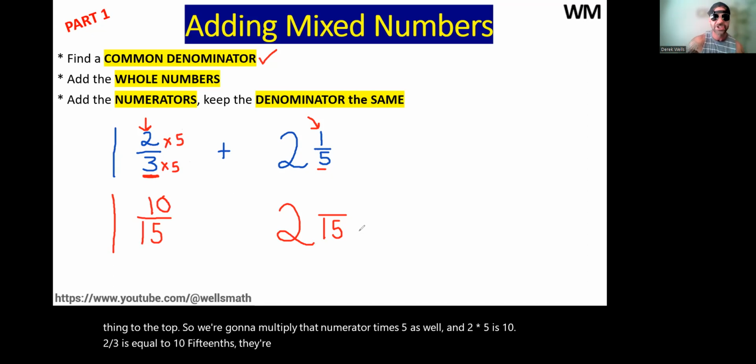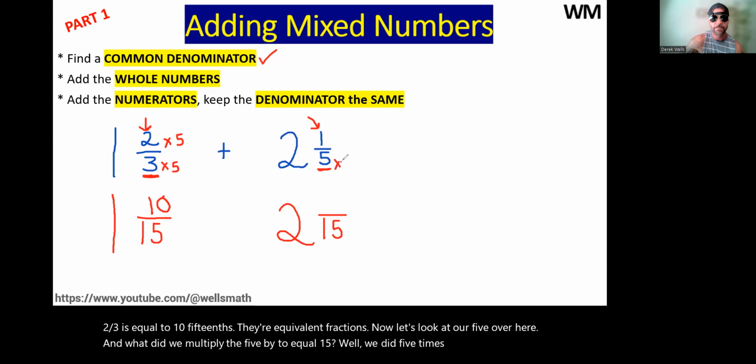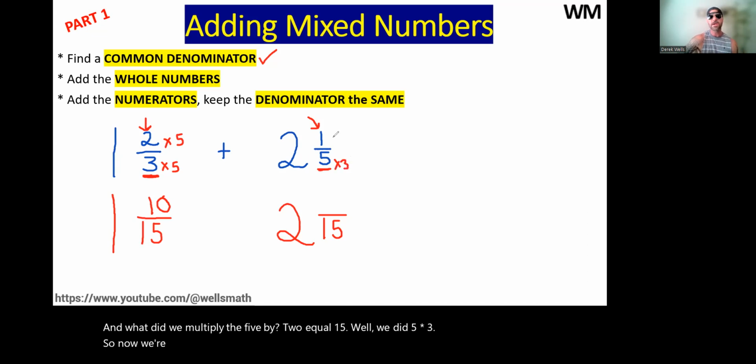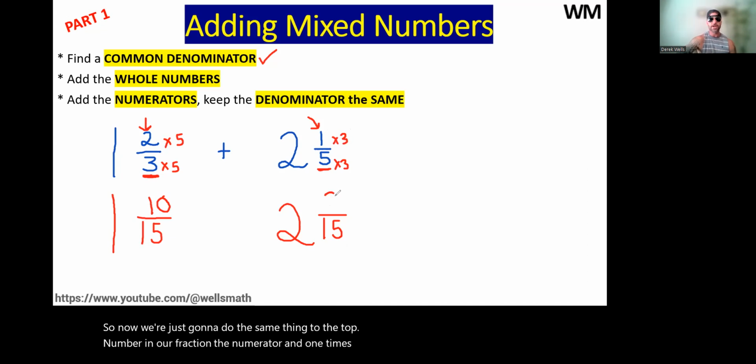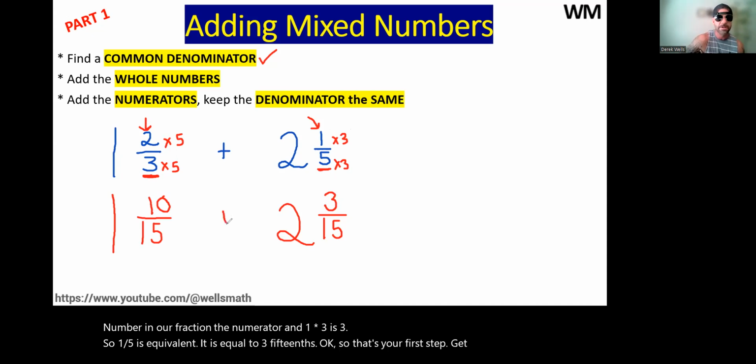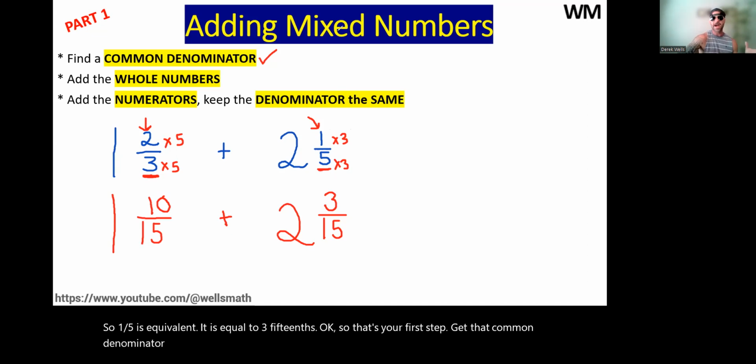They're equivalent fractions. Now let's look at our 5 over here. And what did we multiply the 5 by to equal 15? Well, we did 5 times 3. So now we're just going to do the same thing to the top number in our fraction, the numerator. And 1 times 3 is 3. So 1/5 is equivalent. It is equal to 3/15. Okay? So that's your first step. Get that common denominator. Once you do that, from here, it's pretty basic.